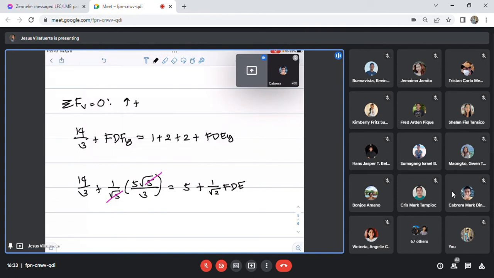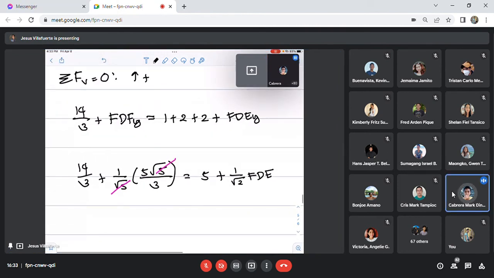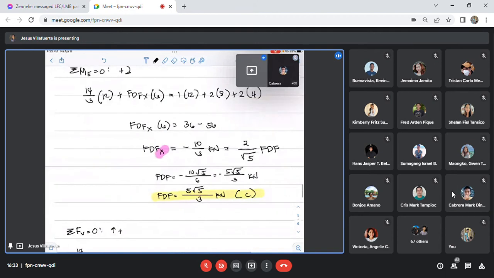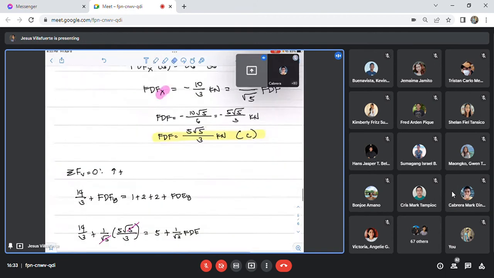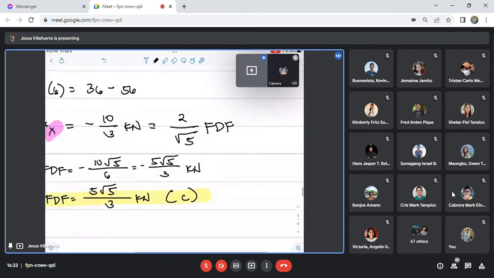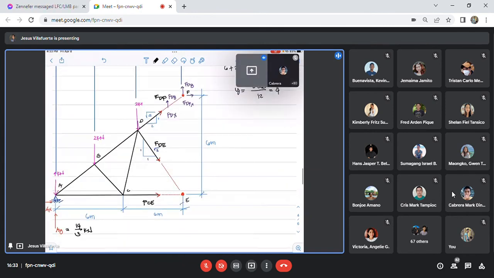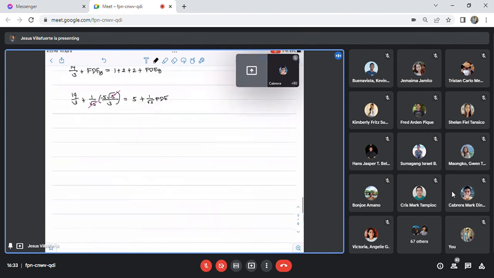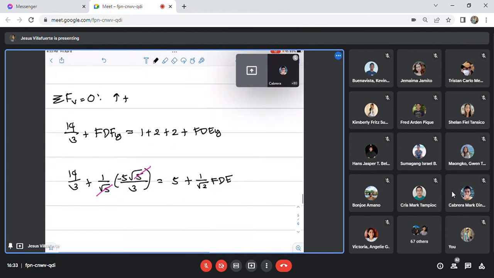Na-follow pa rin yung class? Dili na siya negative ang FDF. Wait. FDF. No, and this is negative. Correct. Because the original niya is negative and then we assume that is intention. Thank you, sir. Sakto. Very good. So pila ni?